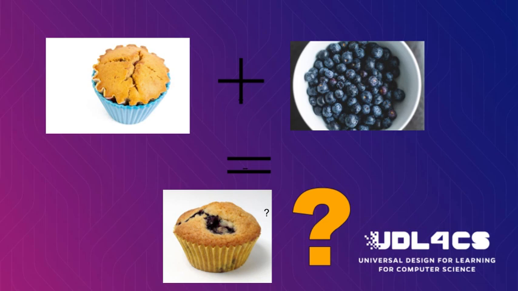Please respond out loud or in the chat. The analogy is that blueberries need to be mixed into the muffin batter in order to have a blueberry muffin. Accessibility in lesson planning and product similarly needs to be considered during the process, not retrospectively.